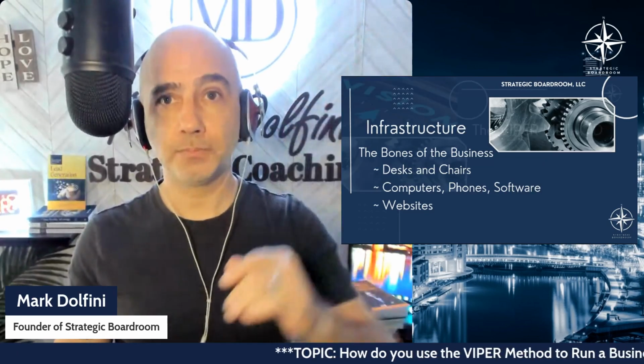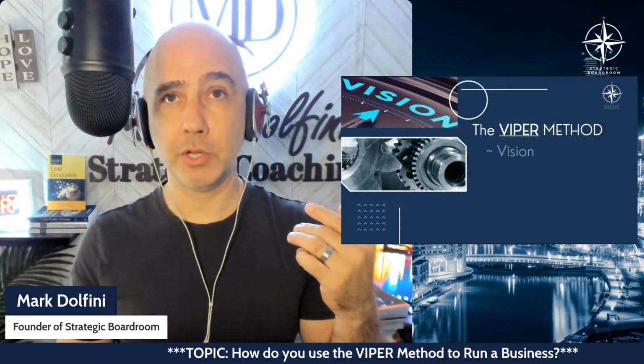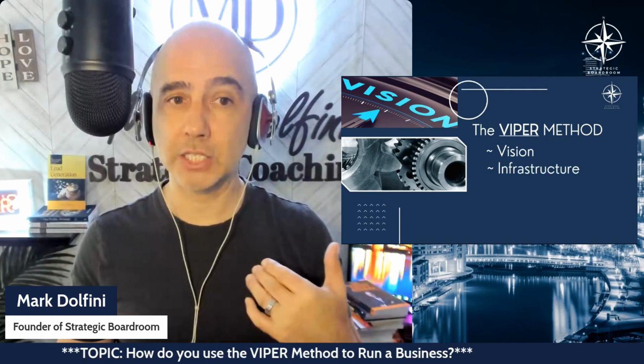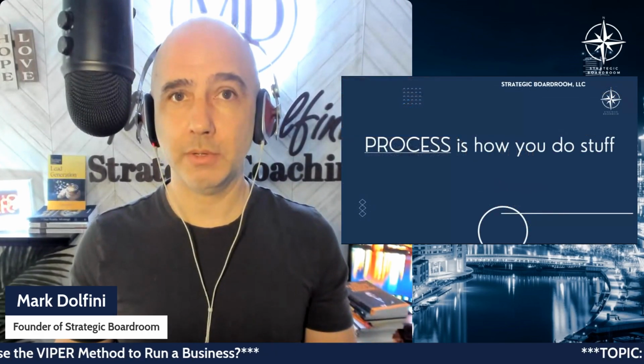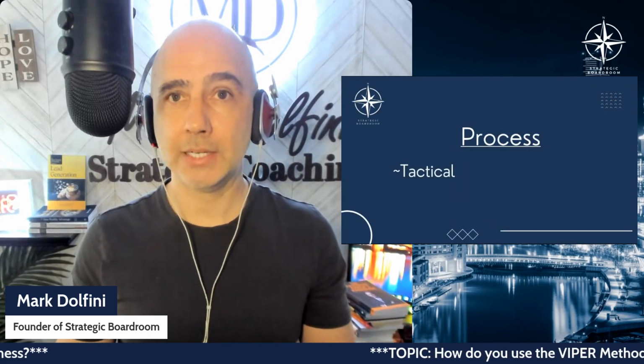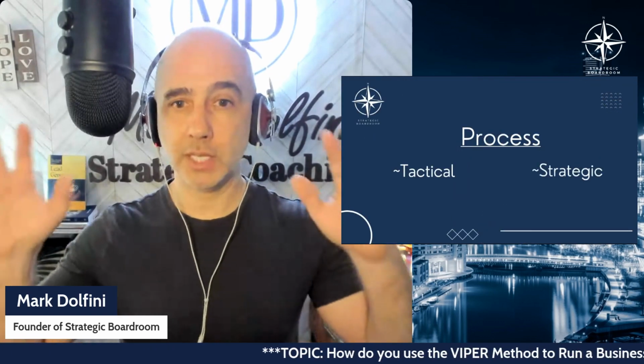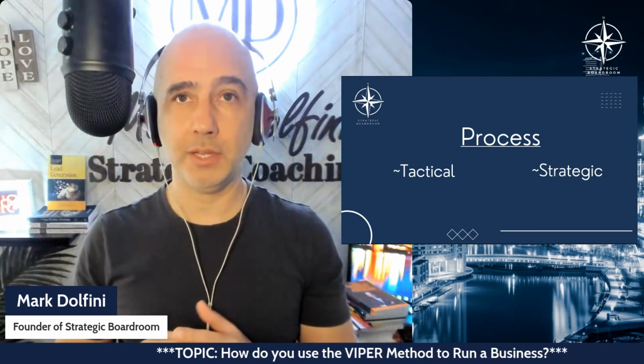So we have our vision, right? Now we talked about vision, we talked about infrastructure. Now let's start to talk about the process. Now, process is simply how you do stuff. And the process has two components. There's tactical and strategic. And again, all of these things are what is in the book, The Time Wealthy Advantage.